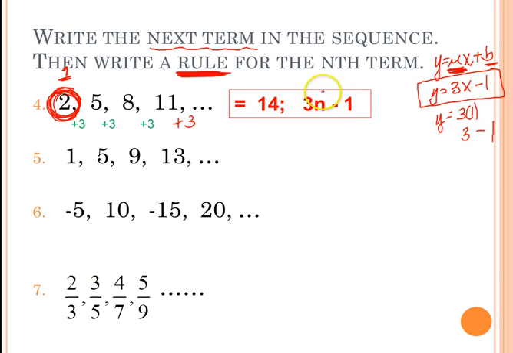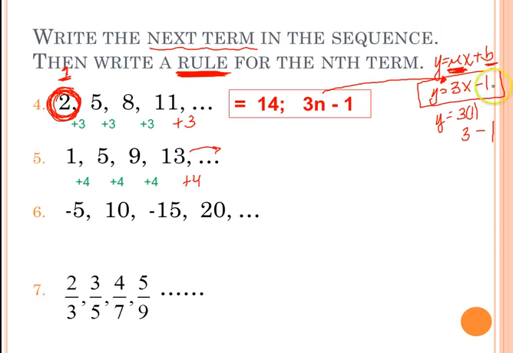Okay, and I wrote 3x minus 1 over here. Same thing, doesn't matter. Okay, the next one, what's my pattern? 1 to 5 to 9 to 13. Each time we add 4. Okay, so let's start with my next term. If I add 4, what's my next term? My next term will be 17.